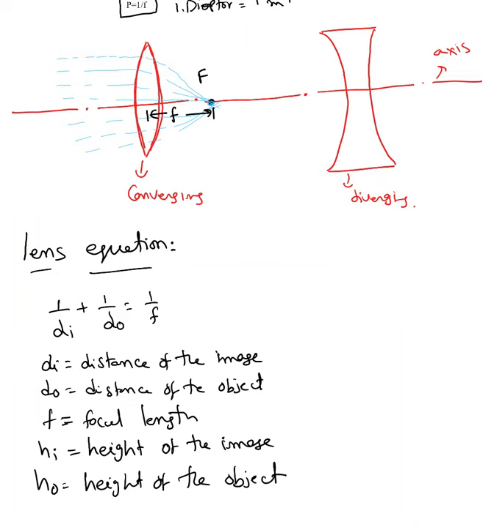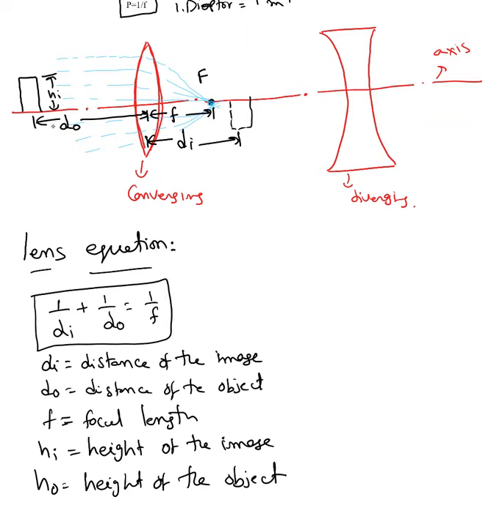So basically, say for example, here is an object, and distance of the object is d naught from the center of the object to the center of the lens. And height of the object is ho. Now the image is going to be somewhere here, and that's going to be a real image. Distance of image, di. Now this is going to be valid if we have these distances like this. So distance of the object is in front of the lens, and distance of the image is behind the lens, and focal length is behind the lens.